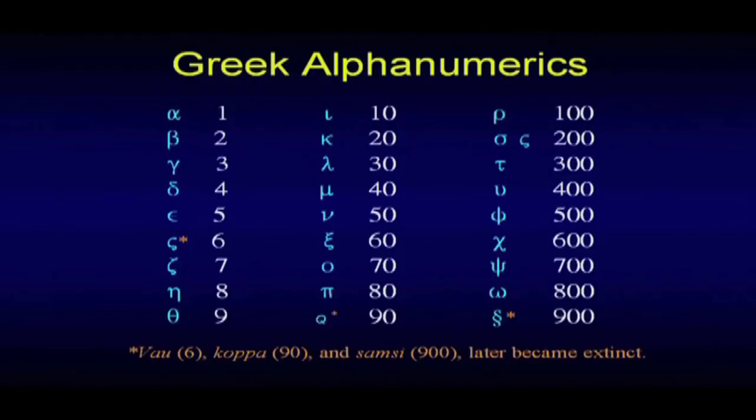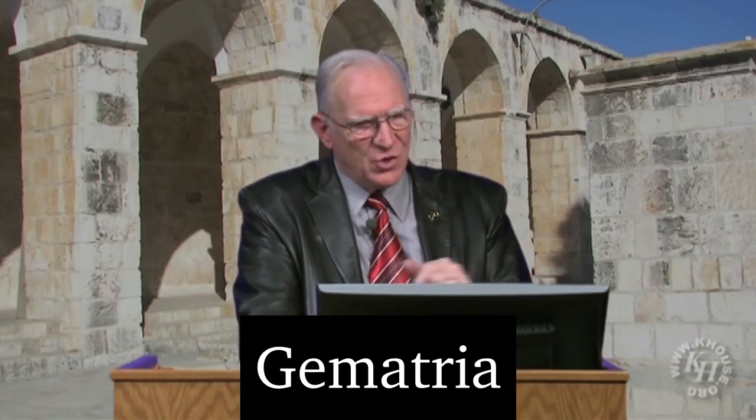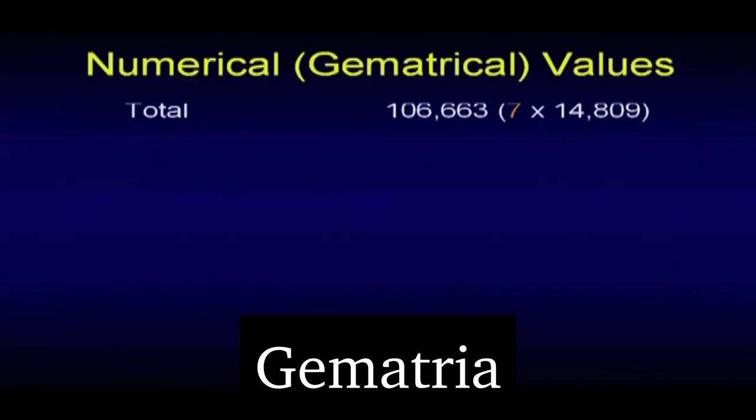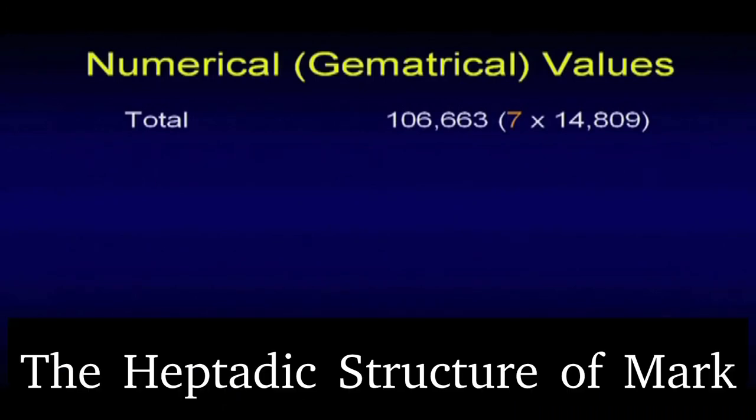Greek and Hebrew have the distinctive that every letter has a numerical value. So if that's true, and it is, then every word in the Greek has a numerical value. They call the study of that gematria, okay? Now the total numerical values in the last 12 verses of Mark add up to 106,663. That's a multiple of 7 exactly.